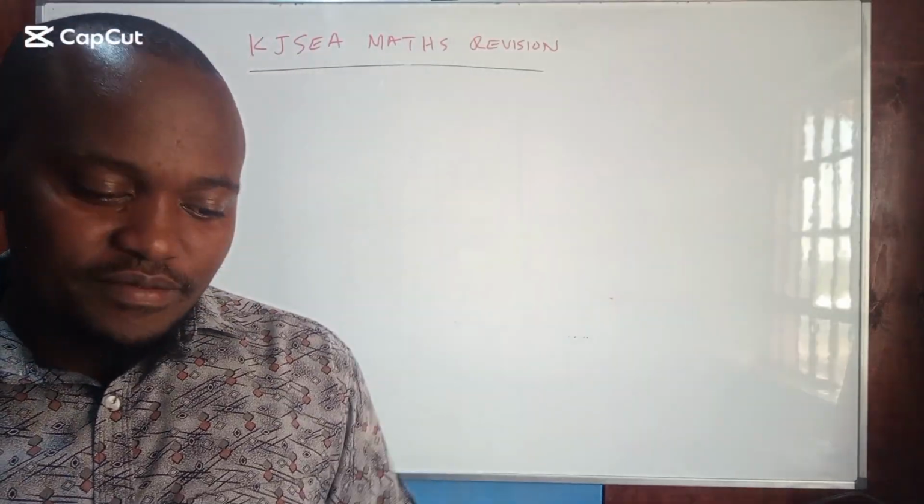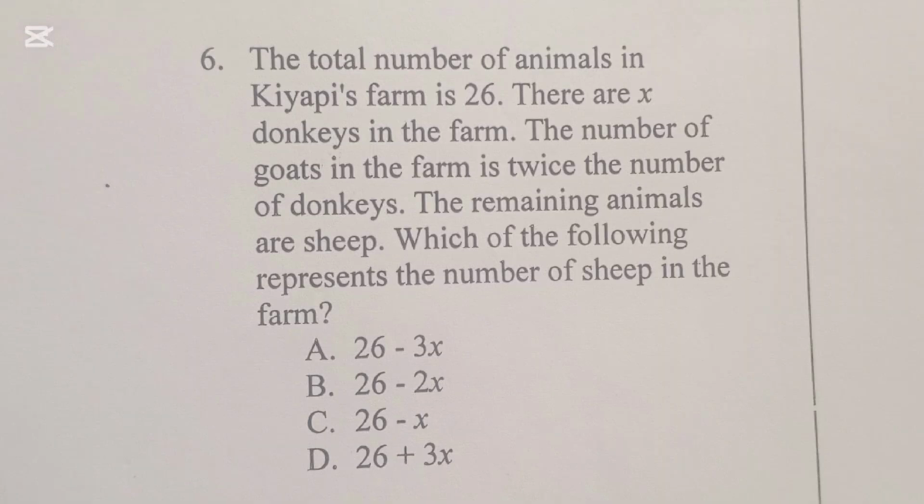Question 6. The total number of animals in Kjesea's farm is 26. There are x donkeys in the farm. The number of goats in the farm is twice the number of donkeys. The remaining animals are sheep. Which of the following represents the number of sheep in the farm?